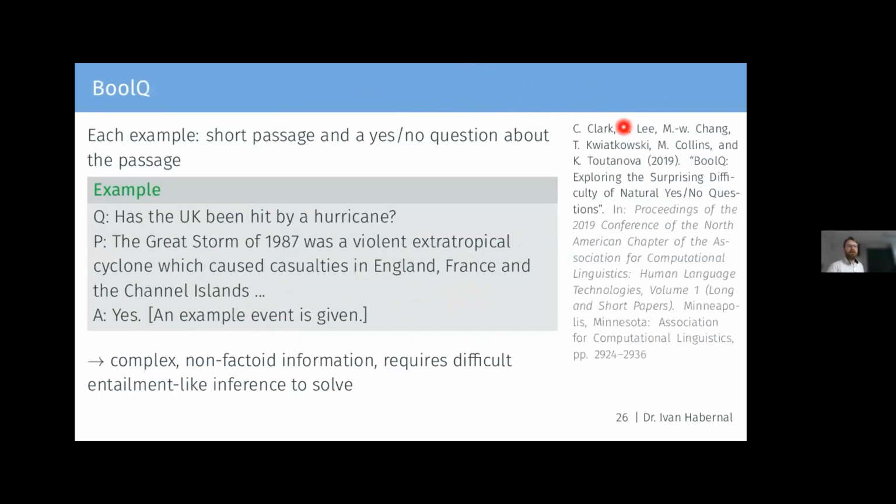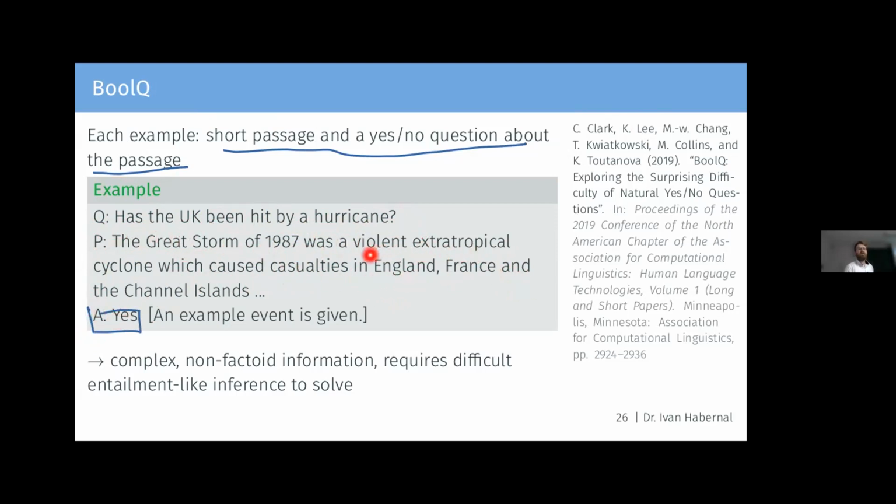Good. And then the third from SuperGLUE is BoolQ, which is Boolean question answering. So each example is a short passage and a yes or no question about that passage. The question is, has the UK been hit by a hurricane? And the passage is, the great storm of 1987 was a violent extratropical cyclone, which caused casualties in England, France, and the Channel Islands, and so on. And you have to say whether it's true or not. The answer here is yes, because there was the great storm and casualties in England.